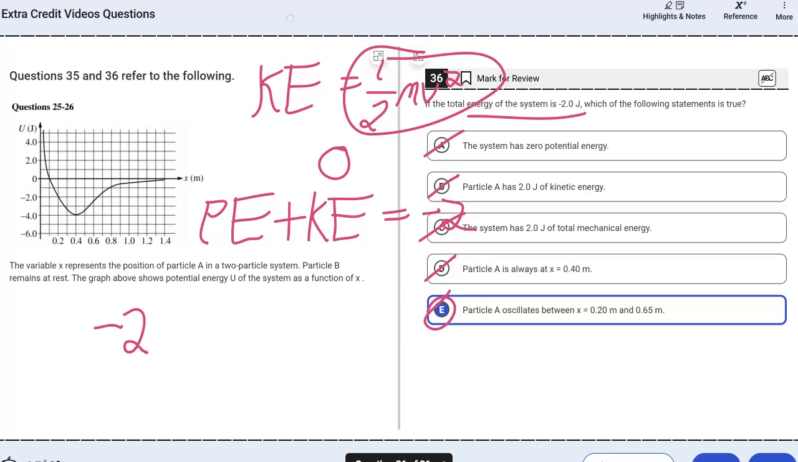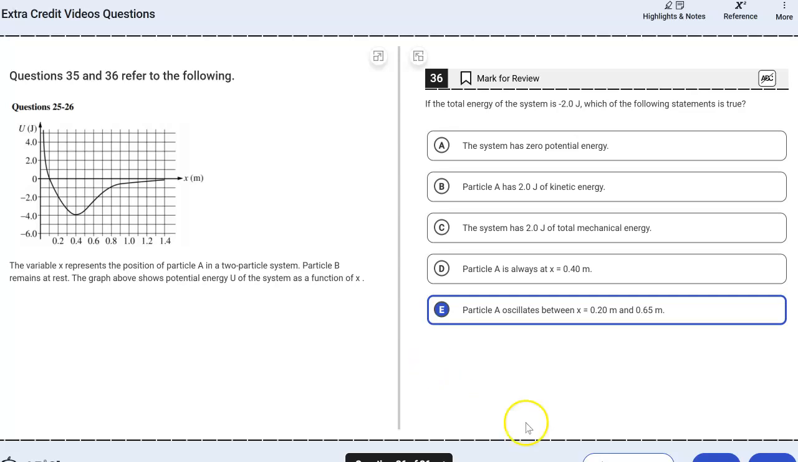So, and it's only -2 joules or below between 0.2 and 0.65. And that's right here, and right here, and right there. And that is why our answer is E. Let's check to see if that's right. And it is. Thank you very much.